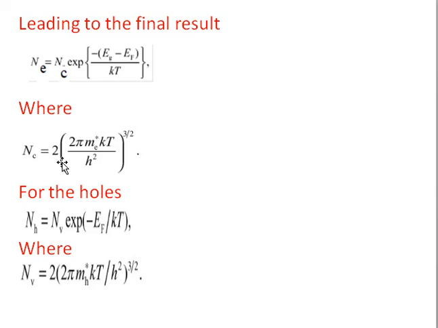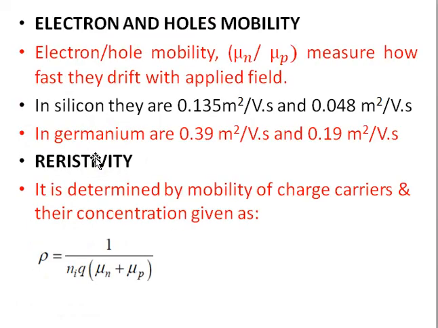And if you want to do the same analysis for the hole, you find that Nh instead of Ne takes similar form, that is Nv exponential minus EF over KT, and our Nv is given by this, just like Nc given by this. We have defined all these terms. Now with this, we go to the next topic, that is the electrons and the holes mobility.